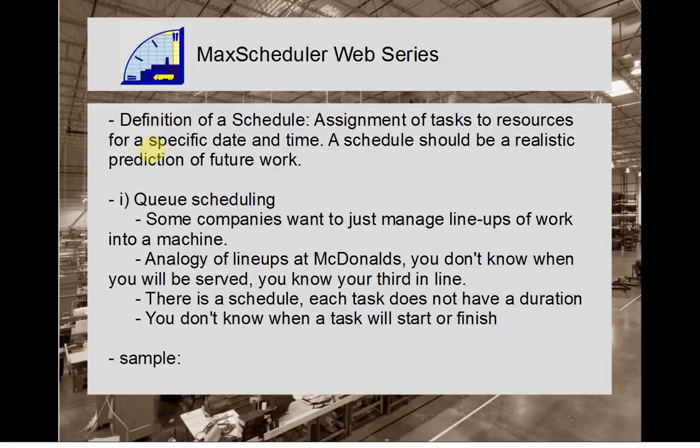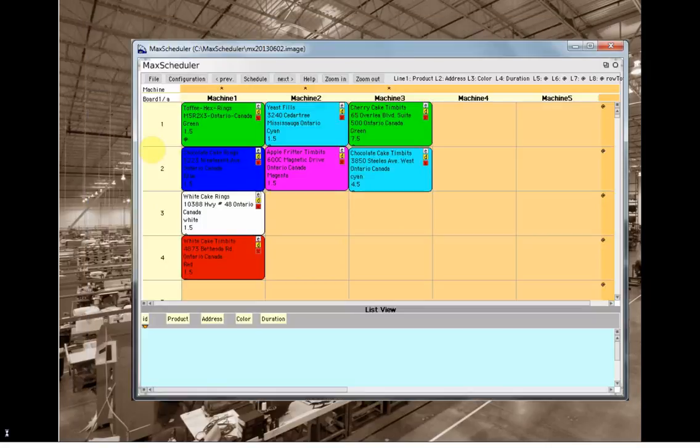Actually, let me show you an example of this type of schedule. Again, we're referencing MaxScheduler. Here we have 5 machines. The rows now don't have date and time. We've just numbered them, in this case 1, 2, 3, 4. And we just know that for machine 1, there are 4 jobs scheduled. For machine 2, there's 2, and again for machine 3.